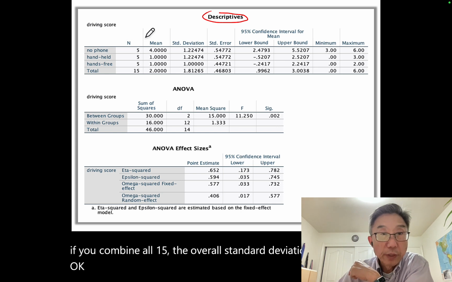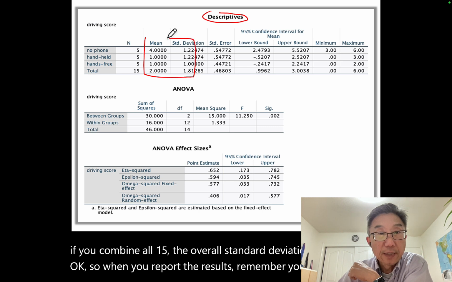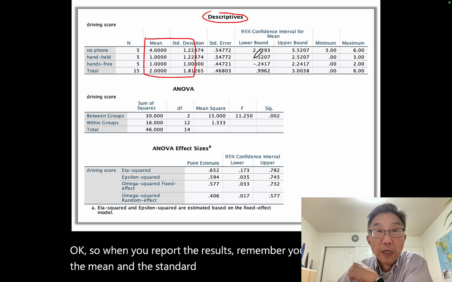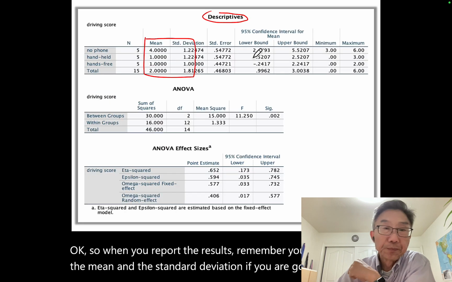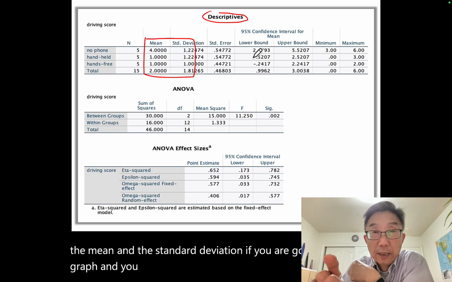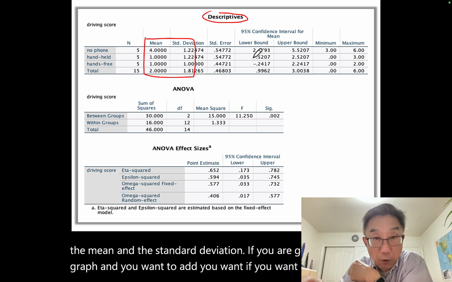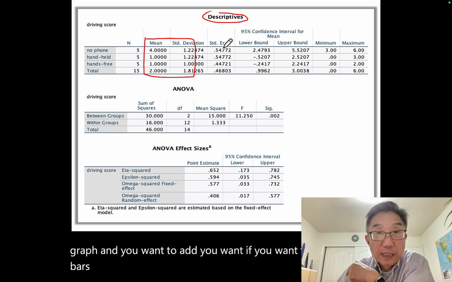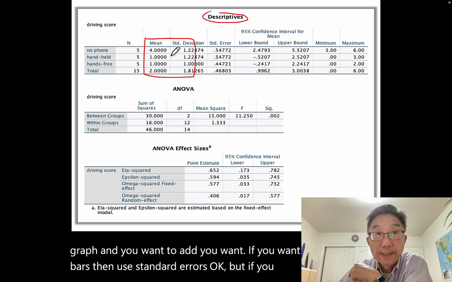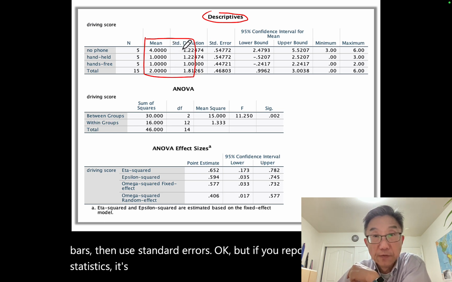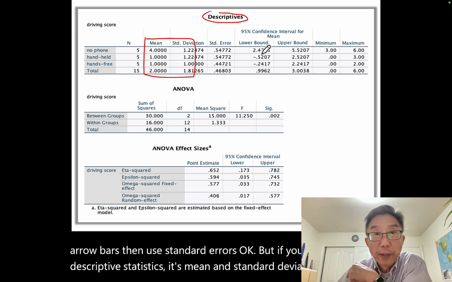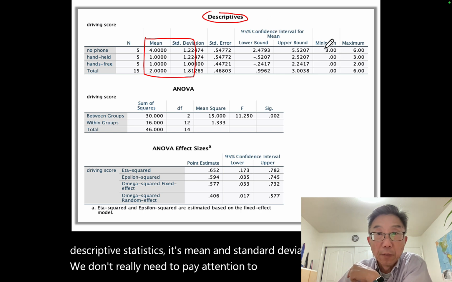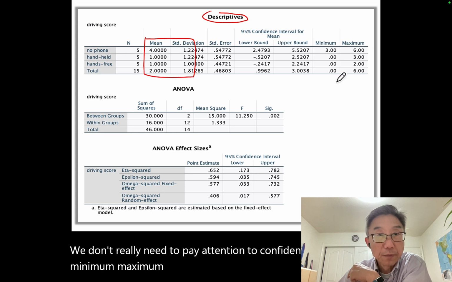When you report the results, remember, you need to report the mean and the standard deviations. If you are going to use a bar graph and you want to add error bars, then use standard errors. But if you report descriptive statistics, it's mean and standard deviation. We don't really need to pay attention to confidence intervals or minimum, maximum, so just ignore those.